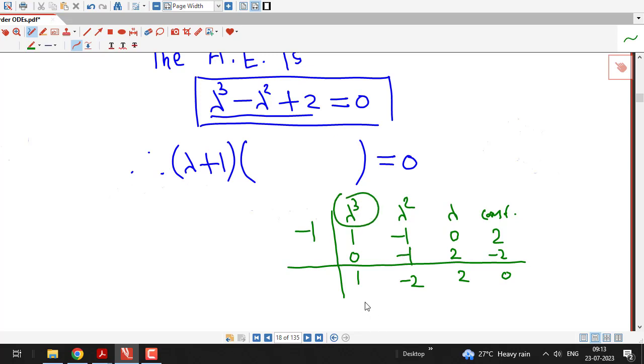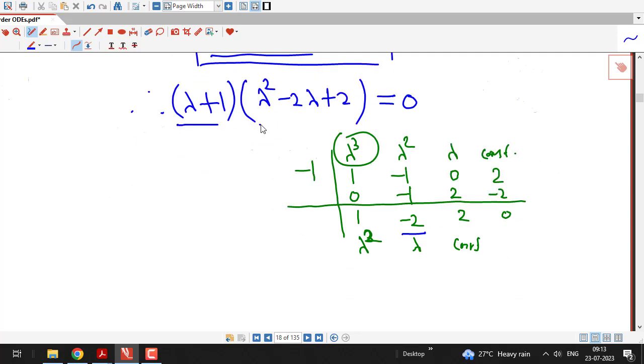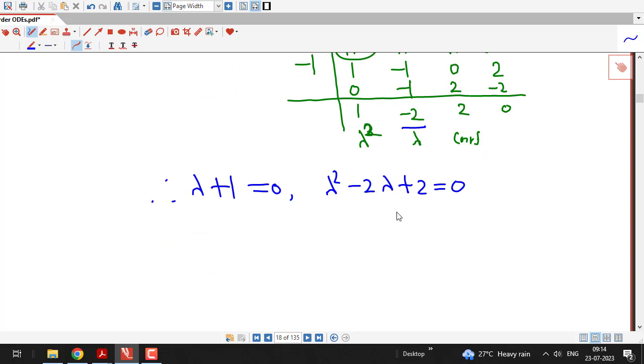This is starting with lambda cube, so this will start with lambda square, then lambda and the constant. So the coefficient of lambda square is 1. So here I am writing lambda square. The coefficient of lambda is minus 2, that is minus 2 lambda, and the constant term is 2. So we have obtained these two factors. One is linear, another is quadratic. So therefore lambda plus 1 equal to 0, and lambda square minus 2 lambda plus 2 equal to 0.